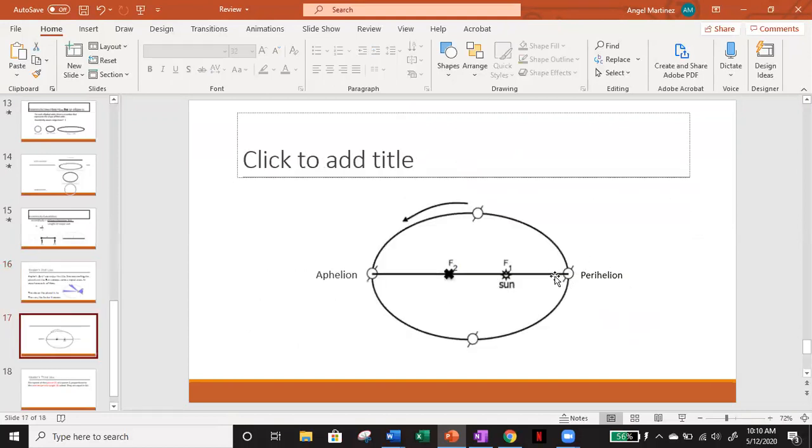We usually call the closest point the perihelion. You can see right here's the sun, the perihelion is to the right, and the aphelion is the farthest point, which is usually the opposite end of the ellipse, and it is the point at which the planet moves the slowest.